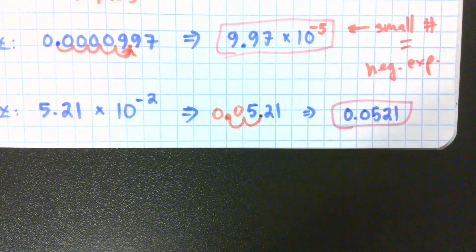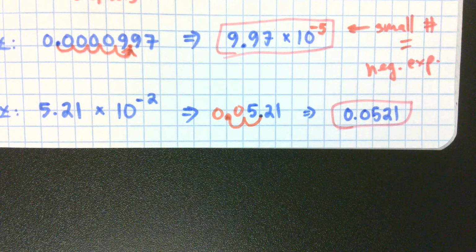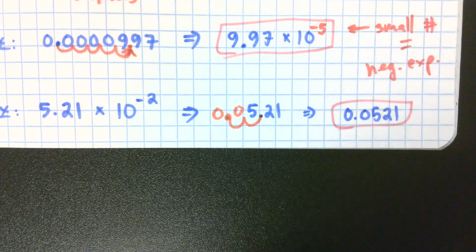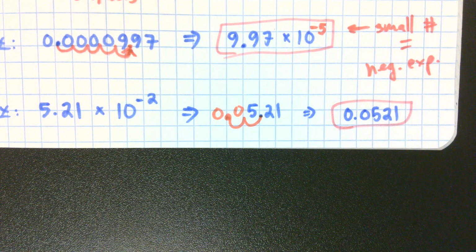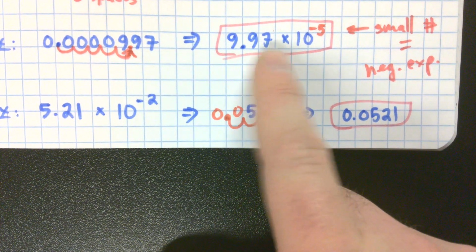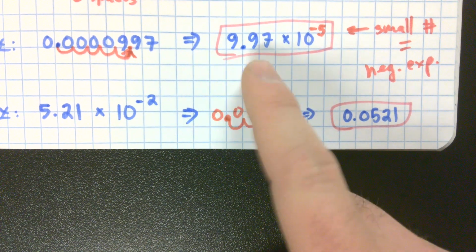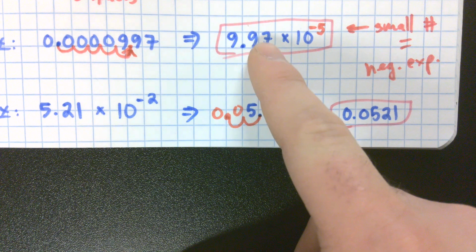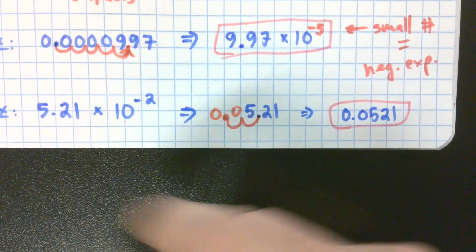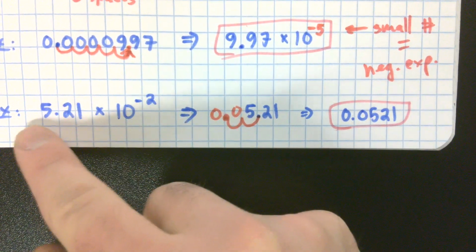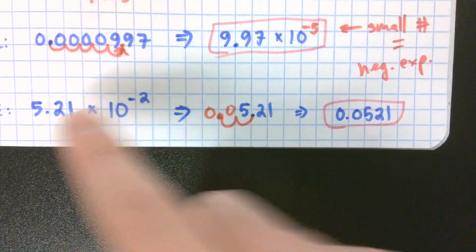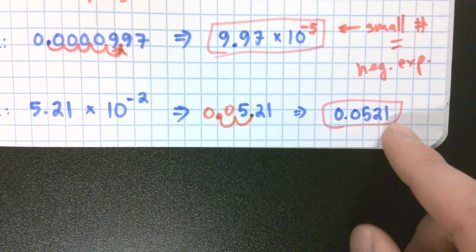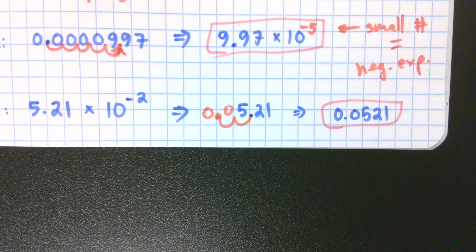No, absolutely not. Every single non-zero number, which means any number that's not 0, obviously, has to be included in our answer. We can't just round up 9.97 to 10 or to 9.9. We have to include every number that is not 0. So if it's 5.21, we've got to include the 5, the 2, and the 1.